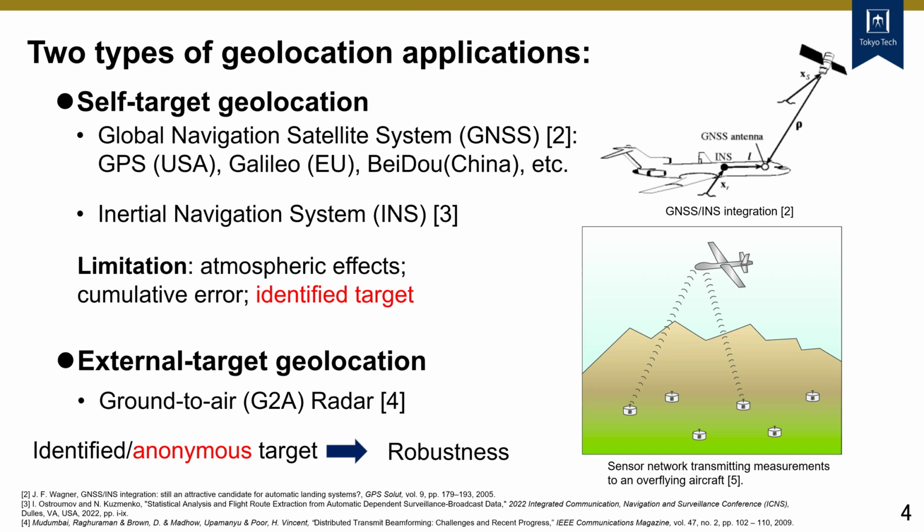The second geolocation application is called external target geolocation. In this application, we use ground-based radar to detect the signal sent from the airplane, and use the received signal to estimate the target position. This application can achieve more robustness compared with the self-targeted geolocation technique. Also, the target can be anonymous. That means not only commercial aviation airplanes, but also some private airplanes can be estimated and tracked.